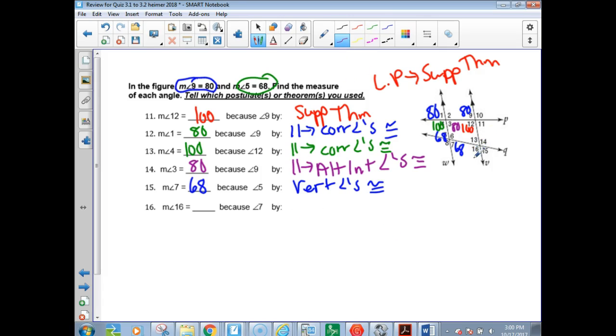Finally, angle 16 is going to be 112. Where did I get that from? 7 and 16 are consecutive interior. Parallel implies consecutive interior supplementary.